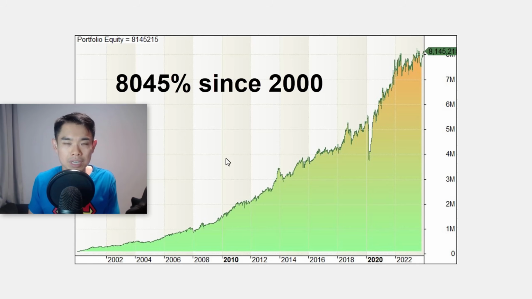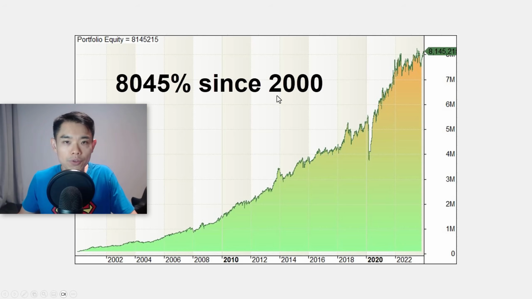Now let me ask you, is this something that you would at least give a shot to trade in the live markets? Assuming you know the logic and the rules behind this system and you think it's sound, will you at least give this system a chance to put a little bit of real money on the line? I think for most traders who look at this equity curve, it's probably a yes.